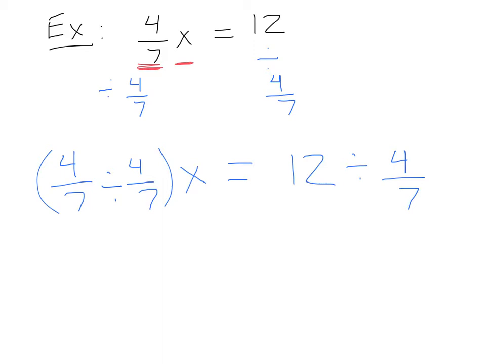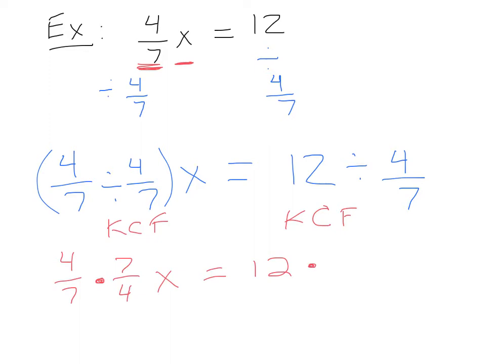But to divide by 4/7, isn't that the same thing? Because if you are dividing, you've got to KCF, not KFC, but KCF. You've got to keep the first idea, 4/7, and change the sign to multiplication, and then flip the second idea. So here's what the equation becomes. 12, instead of divide, you're going to keep the first 12, change the division sign to a multiplication sign, and then flip the fraction.